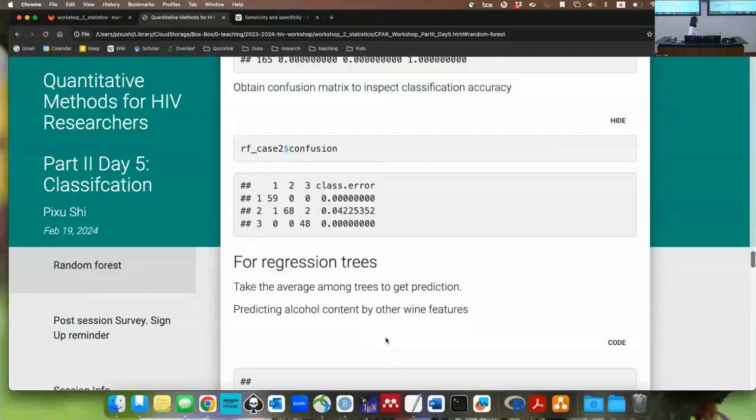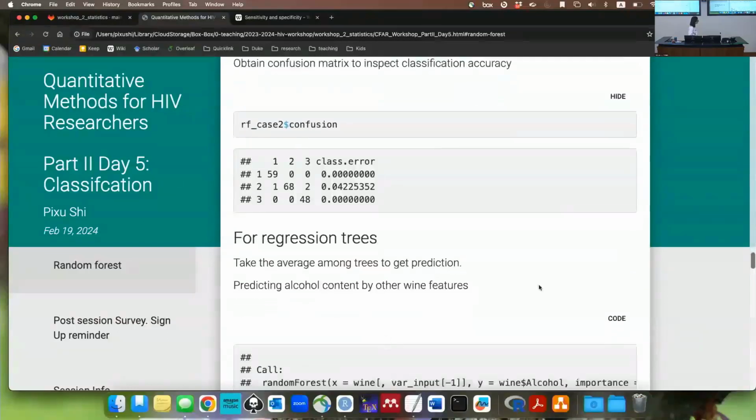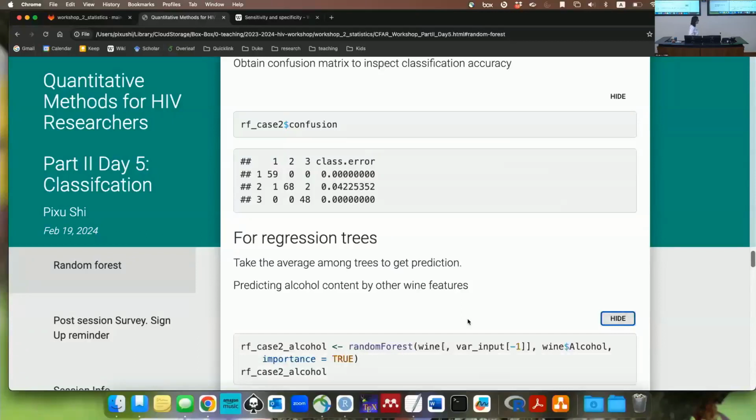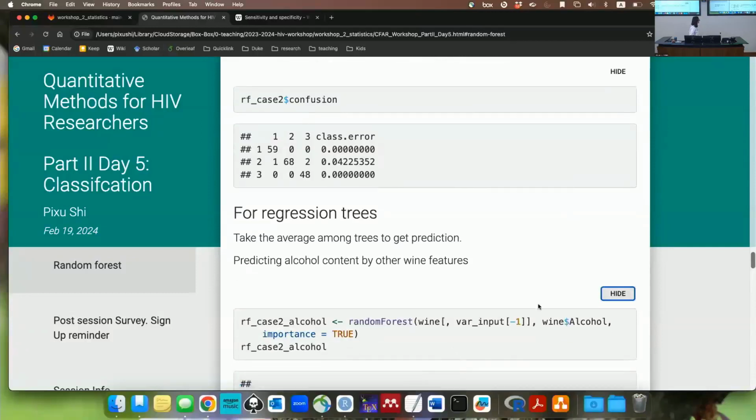For regression trees, instead of taking the majority vote for the members in that leaf node, you're going to take the average of all the samples in the same leaf node as the predicted value. So this is running a random forest trying to predict the alcohol content using all the other wine features.